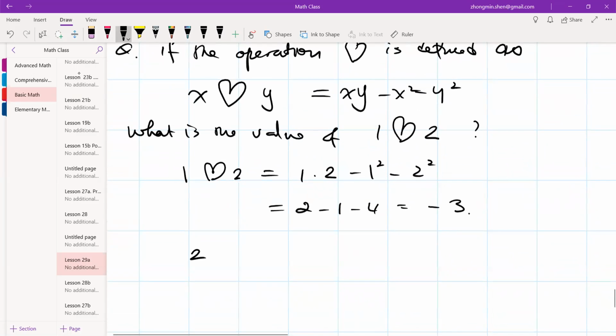And then let's switch it. Do we get a different answer now? For this particular operation, 1 star 2 is the same as 2 star 1. So it's going to be 2 times 1 minus 2 squared minus 1 squared. It's still going to be negative 3.